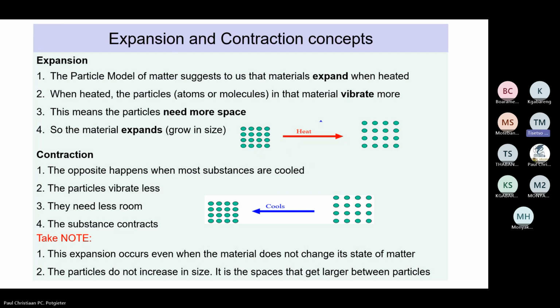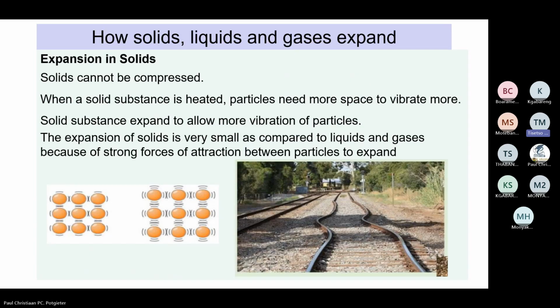Okay, let's look at how expansion takes place in solids. Solids cannot be compressed. When a solid substance is heated, as you will see the railway track here, on a very hot day, the particles of that railway iron track vibrated, but they could not leave the track iron. So rather they bent the railway track.